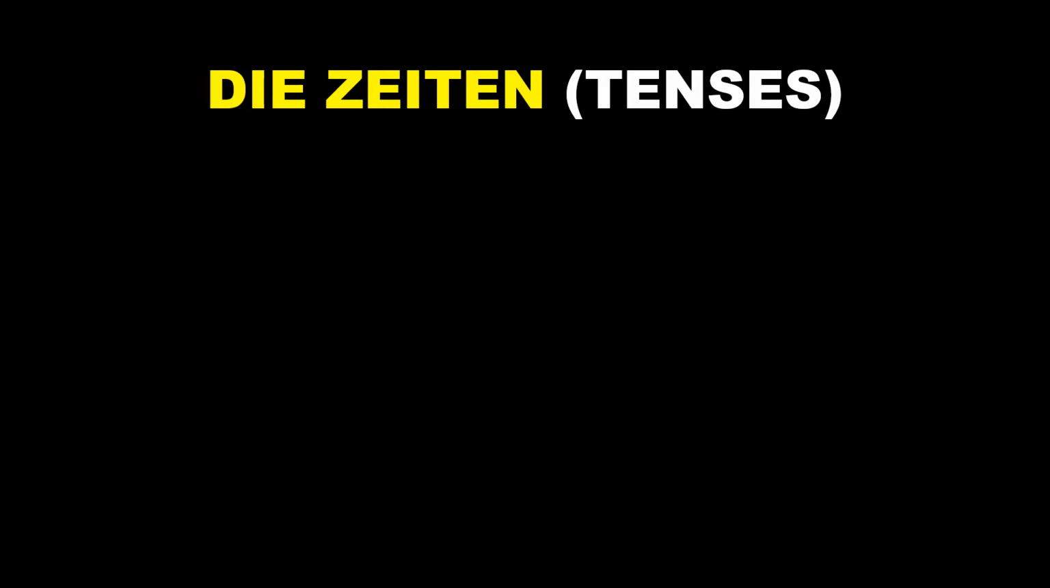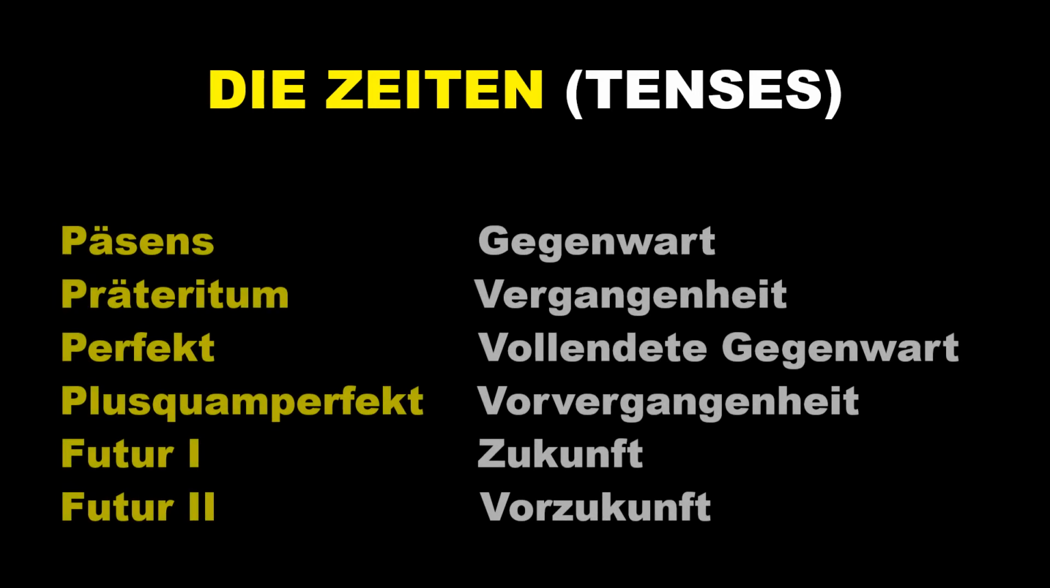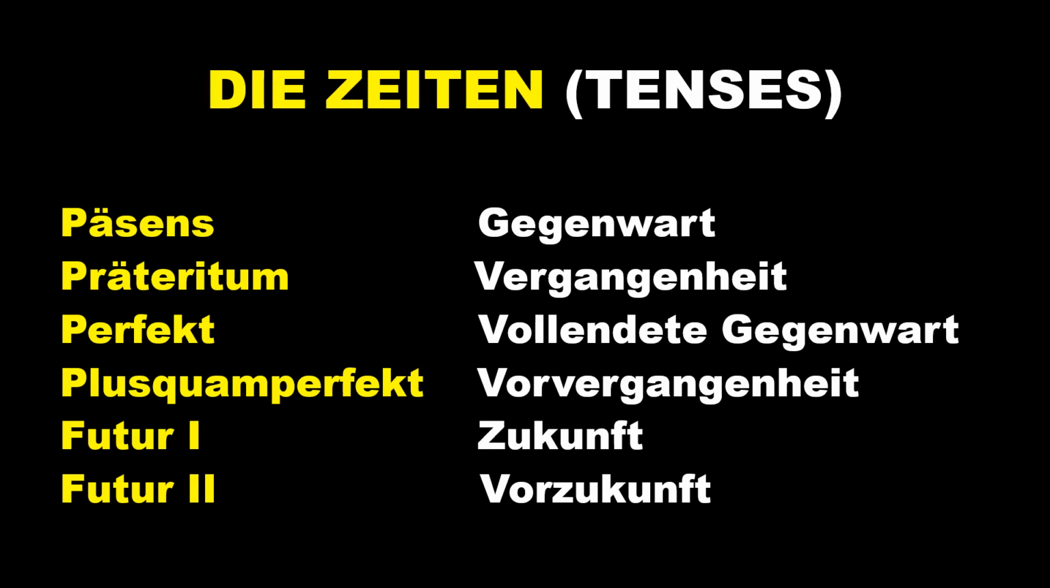Now, let's understand what these tenses mean. Here I have written everything in German, but I'll explain in English as well. Die Zeiten, as we already know, means tenses. Now Präsens, that is present tense. In German we call it Gegenwart. Präteritum, past tense. In German we call it Vergangenheit. Then comes Perfekt.